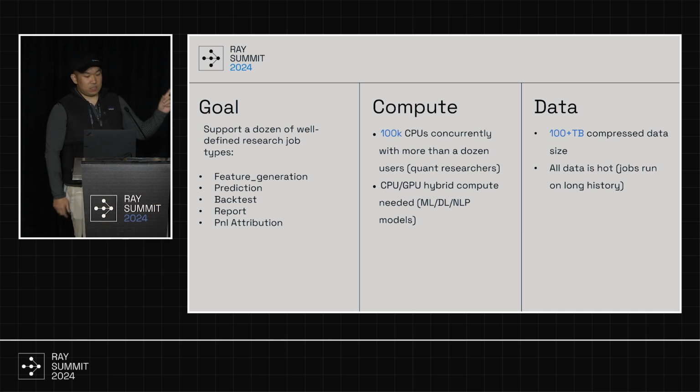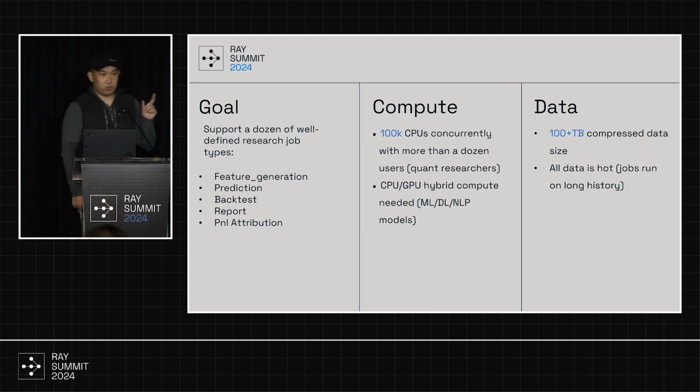So what it means for compute is, let's say we want to have 100K CPUs concurrently running to support, say, a dozen users. So yeah, in quant, each user gets a lot of CPUs. And then we want hybrid compute because we want to build machine learning, deep learning, or NLP models. And to give a rough size of data, I think this is a very modest estimation, but over 100 terabytes compressed data. And I want to say it's hot data.